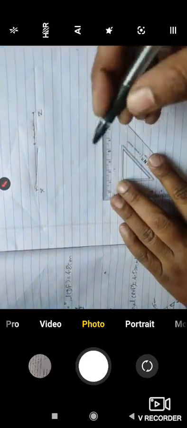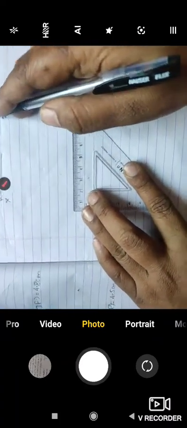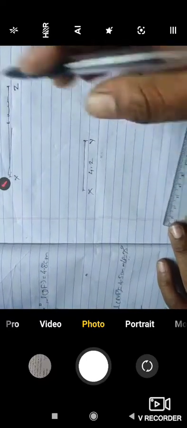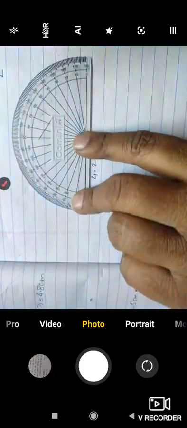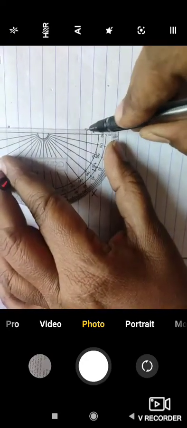So here 4.2 we have to take at first. So this is XY, 4.2. Which angle is the 90 degrees angle? Y angle is 90 degrees. So I will take Y angle 90 degrees. So this is my protractor, and this is exactly in the middle. This one is the 90 degree.